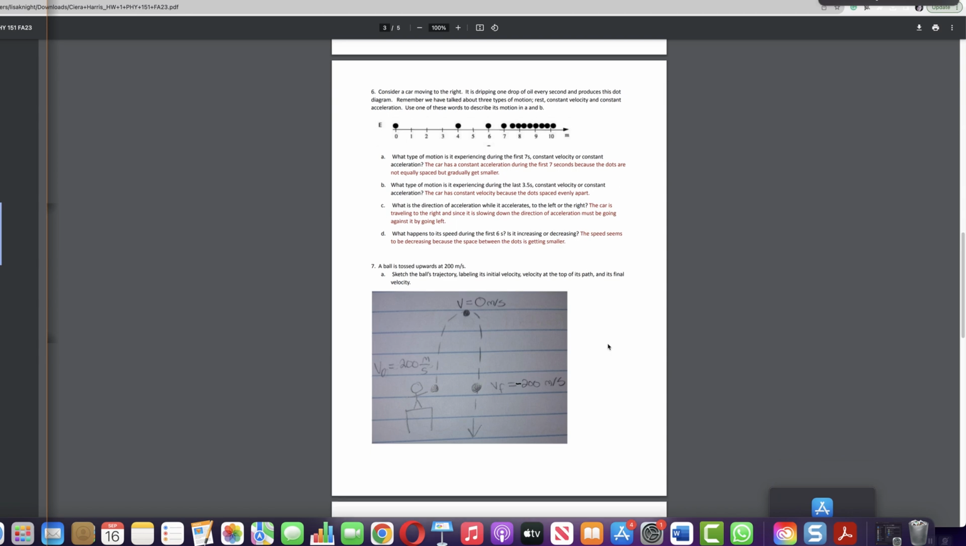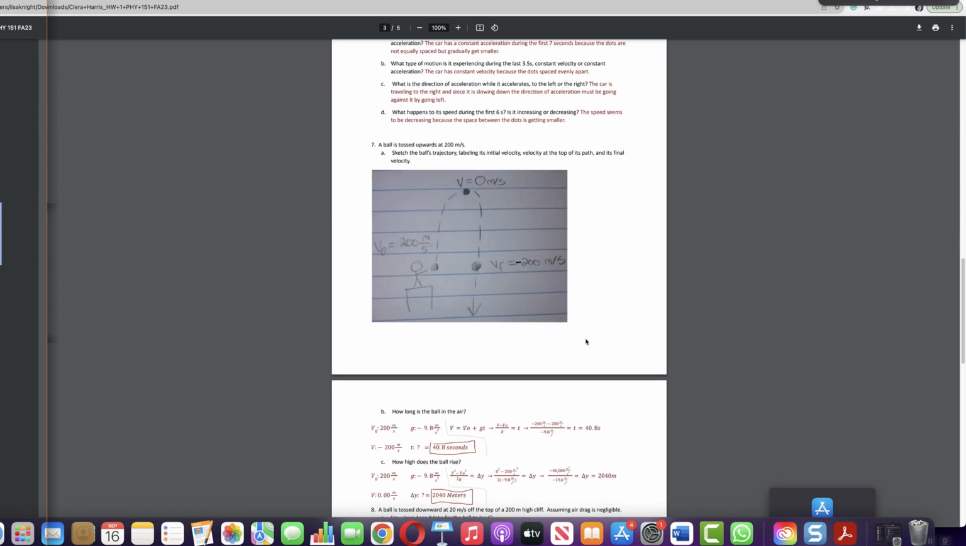In 7, you had to label the trajectory. It had an initial speed of 200 meters per second, a speed of 0 at the top, and a final velocity right before it hits the ground of negative 200 meters per second. The problem is that some of you were telling me that the velocities were negative 9.8 meters per second squared. That is an acceleration. And a lot of you didn't even show me the velocities or tell me what the velocities were.